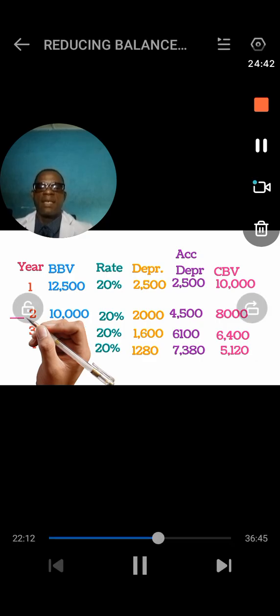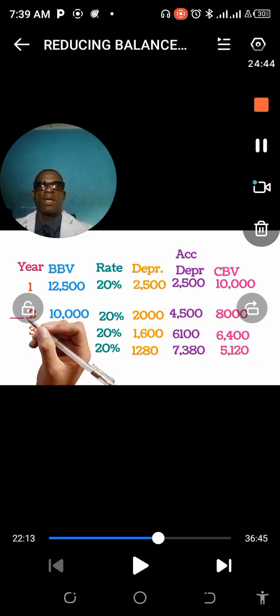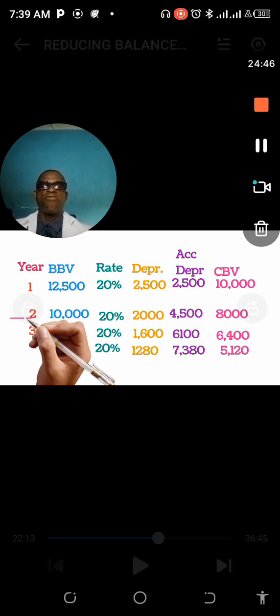You must observe here now that the closing net book value is 5,120, which is equivalent to the net book value as stated in the question. When you prepare a depreciation schedule, then your closing book value must be the same with the estimated net book value or scrap value as shown in the question.